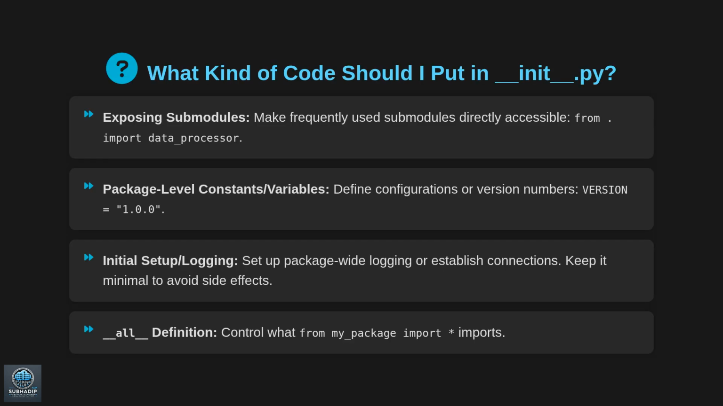So, what kind of code should you put in __init__.py? You can expose submodules, making frequently used components directly accessible for easier imports. It is also excellent for defining package-level constants or variables, like version numbers. You can perform initial setup or logging configurations, but keep this minimal to avoid unexpected side effects. Finally, it is the place to define __all__, controlling what gets imported when someone uses a wildcard import like from my_package import *.